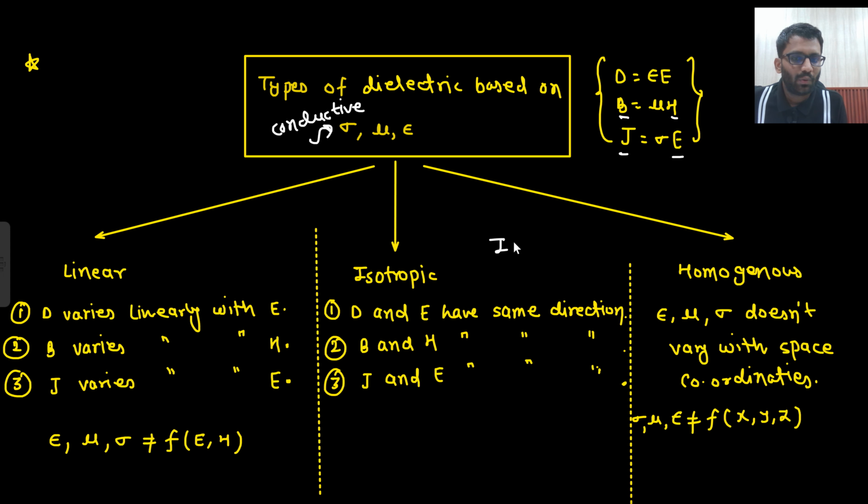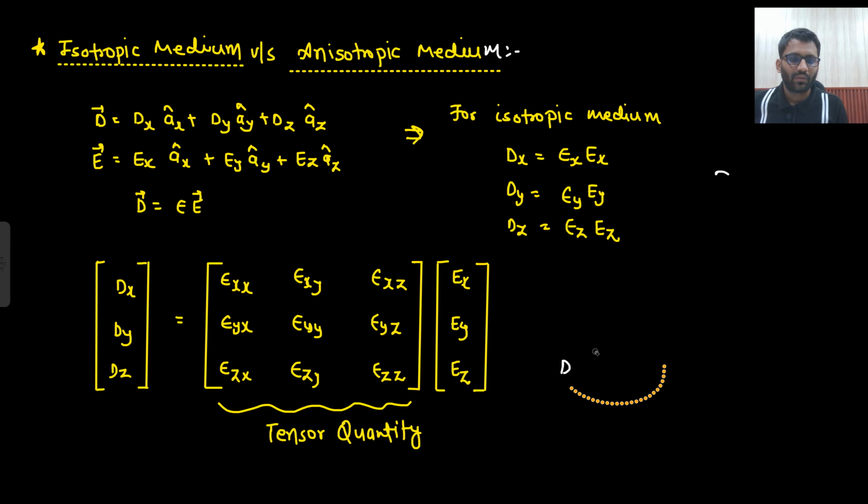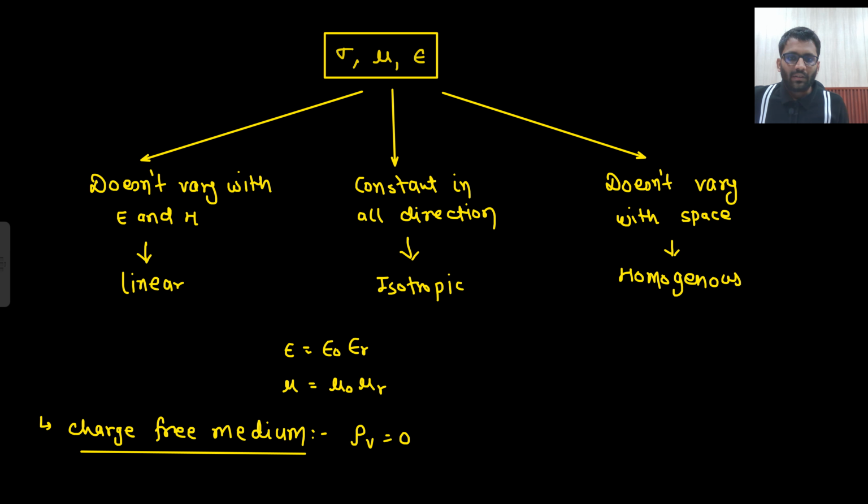Isotropic. Have you ever heard of the word ID? Identification, ID, Facebook ID, Instagram ID. So I is associated with the direction, and homogeneous is associated with space, the coordinates x, y, z. Isotropic means associated with direction, so epsilon can have different values in different directions. Okay, so this is the conclusion.